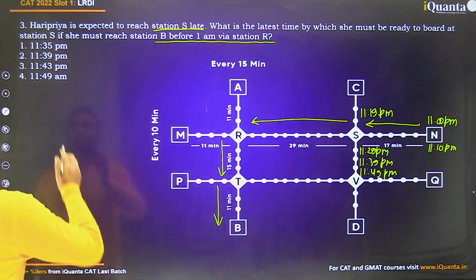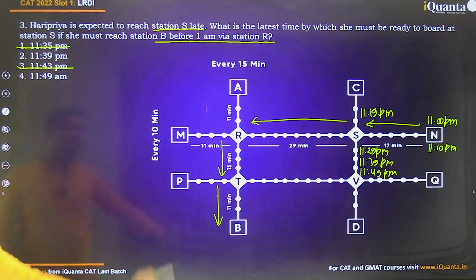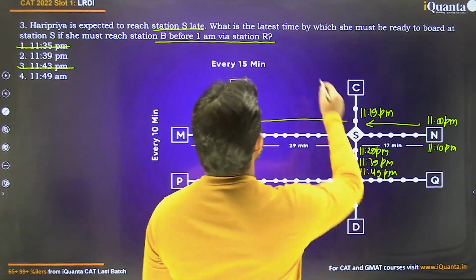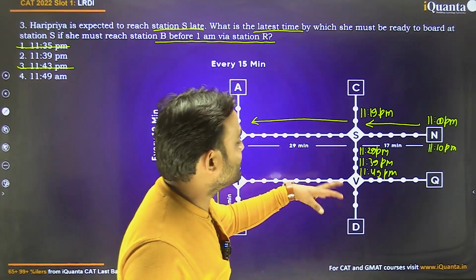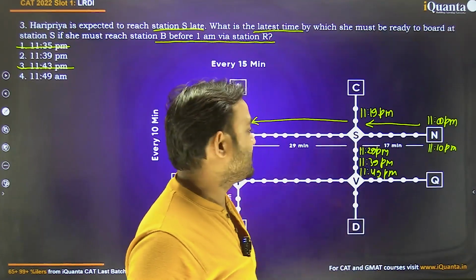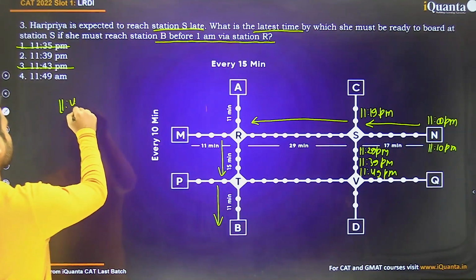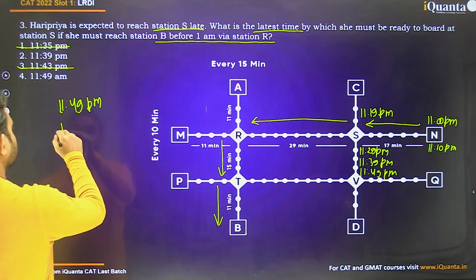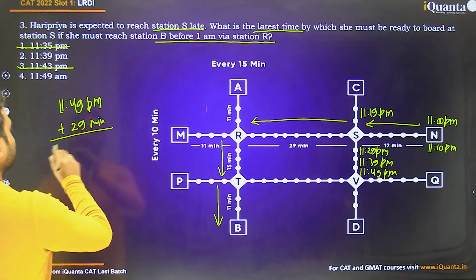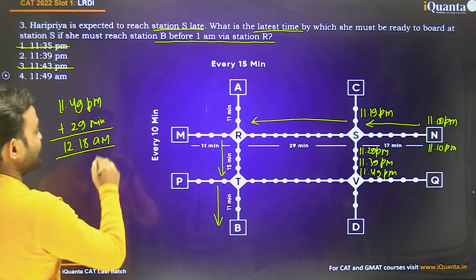If you check the options, we can simply discard option 3, we can simply discard option 1. We need to check with only option 2 or 4. Now let's check option 4 as we are talking about the latest time. What if she is starting with the 11:49 train? She has started from S at the 11:49 train. Now she took 29 minutes. So 11:49 p.m. plus 29 minutes, so 11 plus 18. She will be ready to leave at 12:18 am from R.